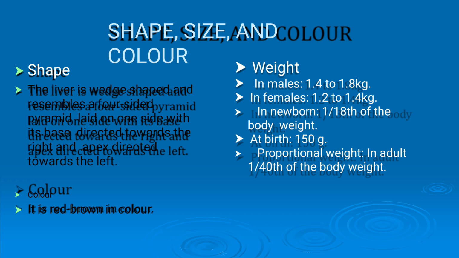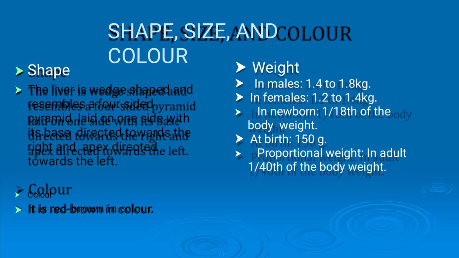Shape, size, and color. We want to see the shape, how it looks. The liver is wedge shaped and resembles a four-sided pyramid laid on one side, with its base directed toward the right and apex directed toward the left. Now color. It is reddish brown in color.